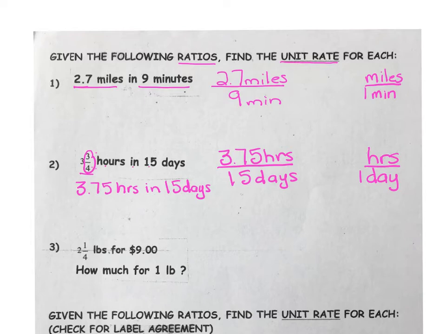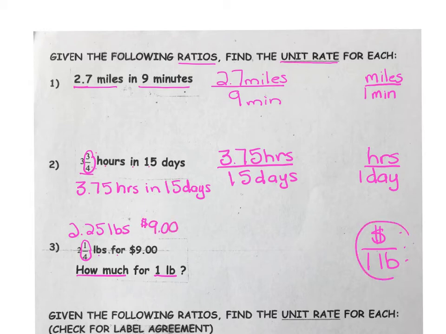Let's take a look at our last ratio we've been given. 2 1/4 pounds for $9. How much for 1 pound? Now they've given us a specific order to follow. The dollar amount should go on top of the ratio, and pounds should go on the bottom. How many dollars per 1 pound? And again, we're going to take 1 divided by 4 and convert this to its decimal equivalent. It should be 2.25 pounds per $9. But when you set up your ratio, remember the order we have to follow.